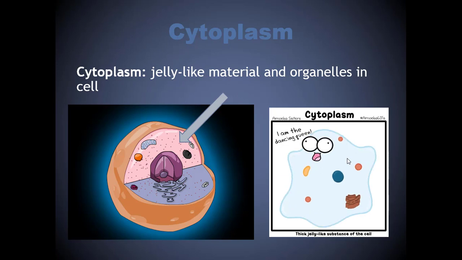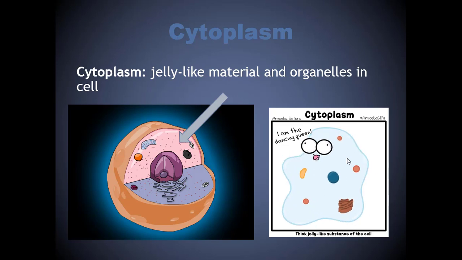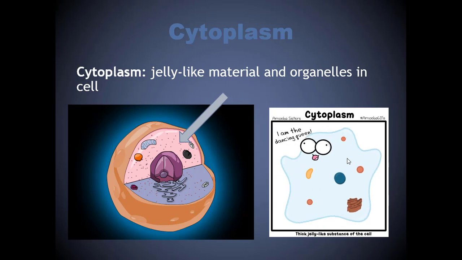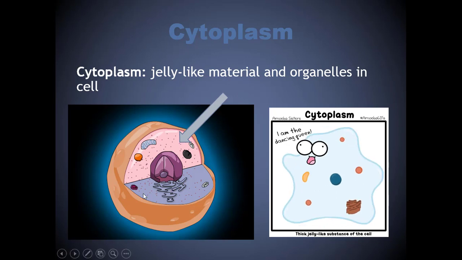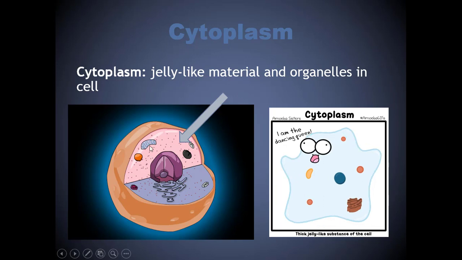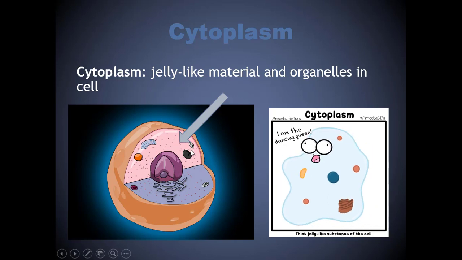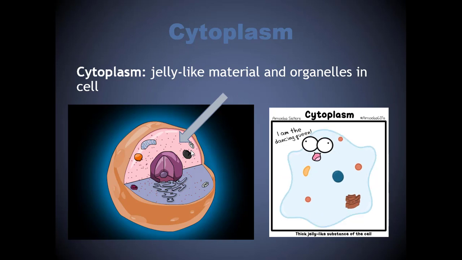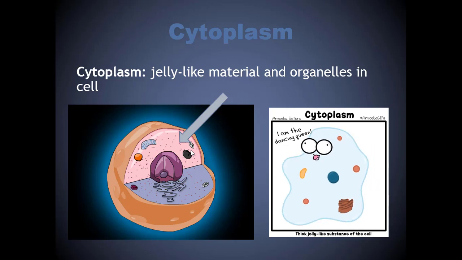So the arrow here is pointing to where we have the cytoplasm. So the region just within, bounded by the cell membrane, can be described as the cytoplasm.